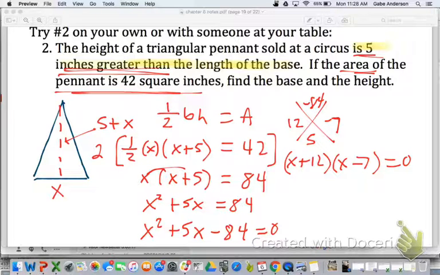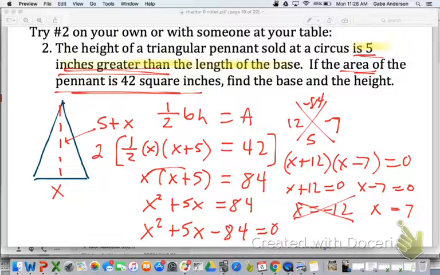The zero factor property tells us that we need to set each factor equal to 0. So I will do that. And finally we subtract the 12, we get that. We add the 7, we get that. Because we are talking about a triangular pennant, one of those answers makes absolutely no sense. You can't have a negative 12 base. And so the negative 12 makes no sense. 7 does. So the base length is how far? The base length is 7. The height is 12.